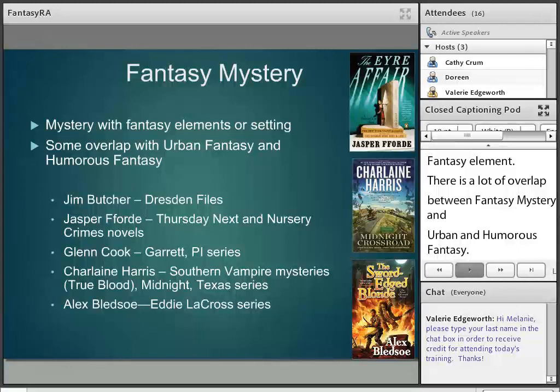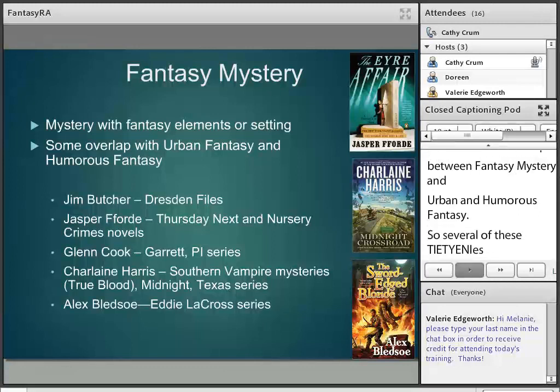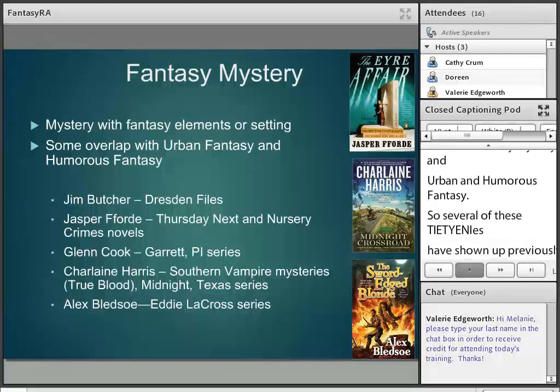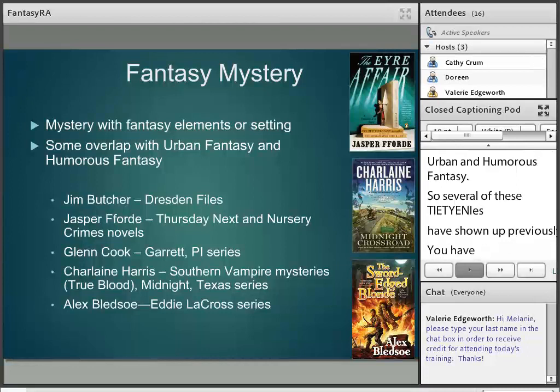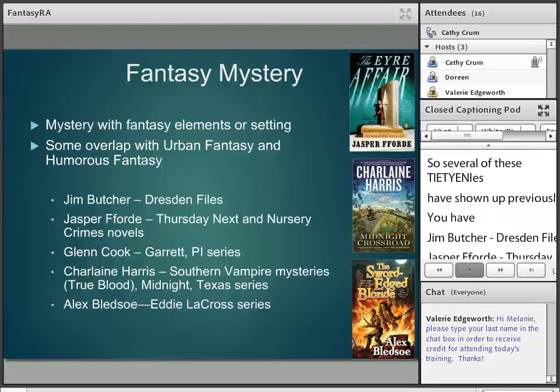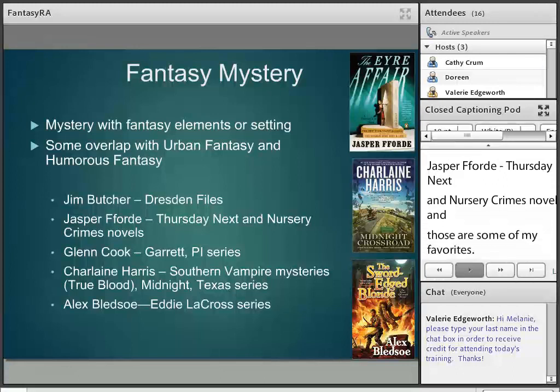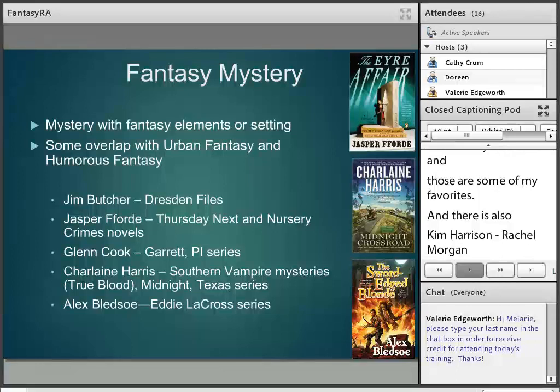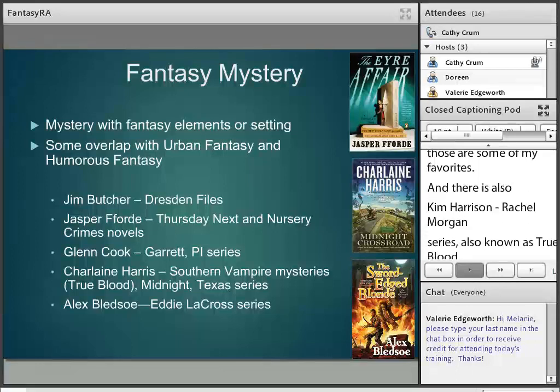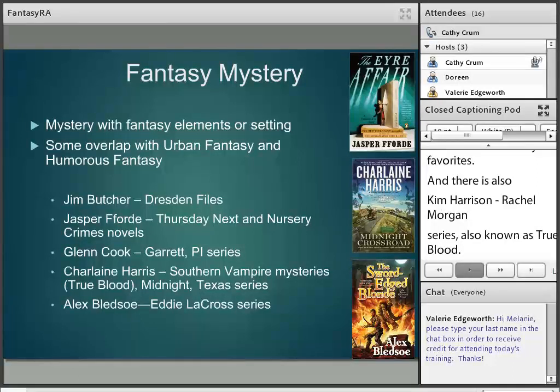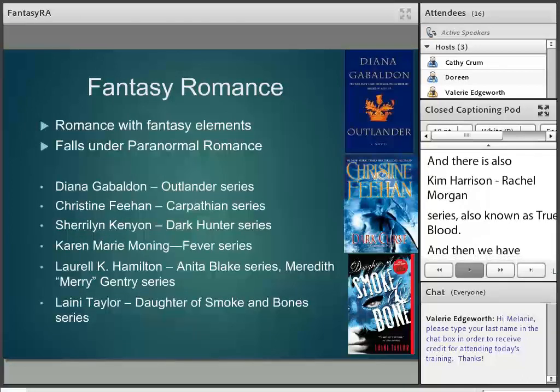You've got Jim Butcher's Dresden Files and Jasper Fforde's Thursday Next and Nursery Crime novels, which are some of my personal favorites. There's also Charlaine Harris's Southern Vampire Mystery series, also known as True Blood, and her Midnight, Texas series, which is soon to be a show on NBC. And then we have Alex Bledsoe's Eddie LaCrosse series, which is sort of Sword and Sorcery meets the private detective series.